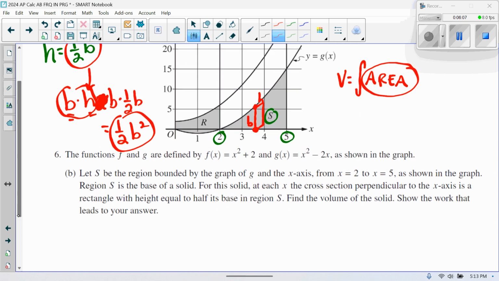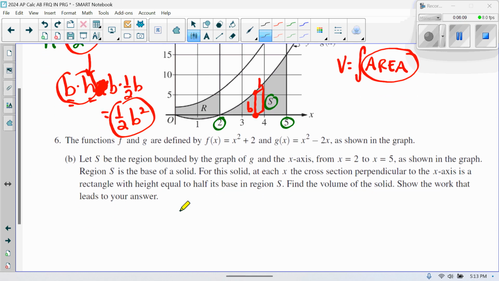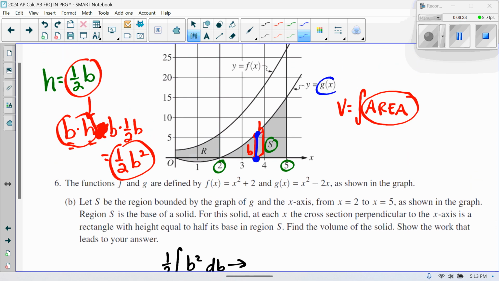So I'm going to integrate. I like to take the 1/2 out, since it's a constant. I'm going to bring out 1/2, and then b squared. You could say db here, but ultimately we have to figure out the value of the base. The base is just the height of the function. So my base is going to be my function g.